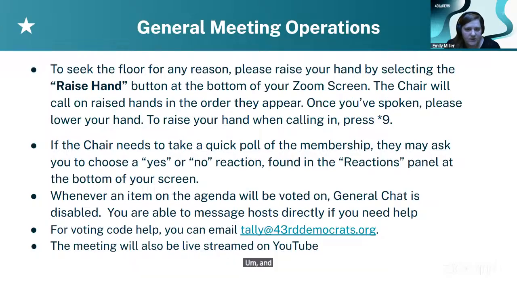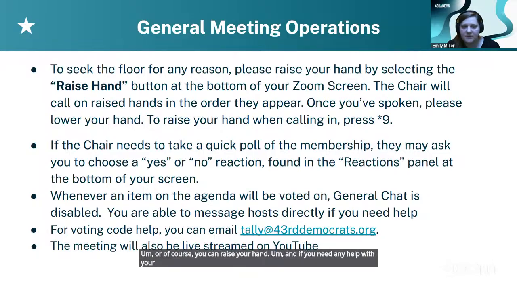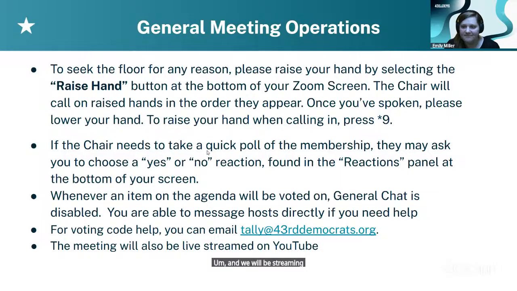And when we do vote, the chat will be disabled, but you can still message us as hosts. So please don't be afraid to do that if you need any help, or of course you can raise your hand. And if you need any help with your voting code, please email tally@43rddemocrats.org. We want to make sure that everyone has a voting code and is able to participate this evening. And we will be streaming to YouTube tonight.